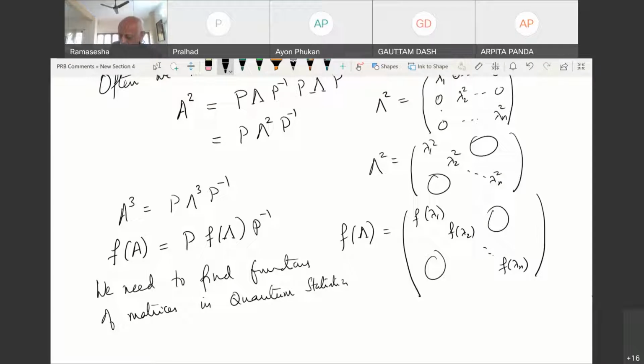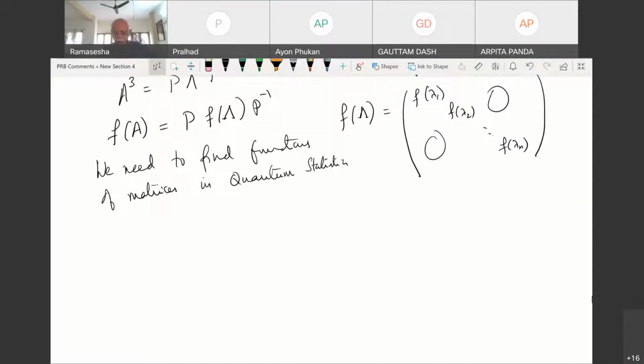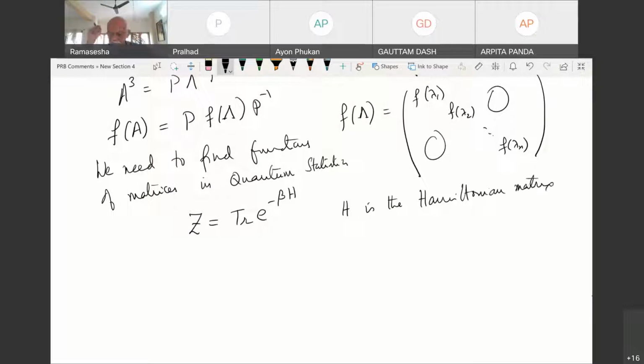Because in quantum statistics, the canonical partition function is given by Z equal to trace e to the minus beta H. Have you come across this? H is a Hamiltonian matrix. No, sir. Okay, so you have to find an exponential function of a matrix. You will come across that if you do quantum statistics sometime. So basically, you will have to obtain the exponential function of the Hamiltonian matrix, e to the minus beta H.